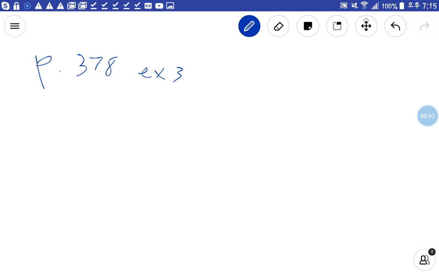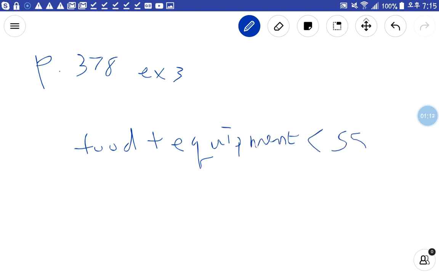So in this case, we are going to change this into an inequality because they said each group of hikers can carry less than 550 pounds of what? Food and equipment, right? So you can think about the food and then equipment. They should be less than 550 pounds. That is the total weight.